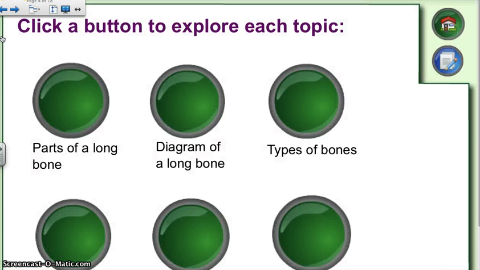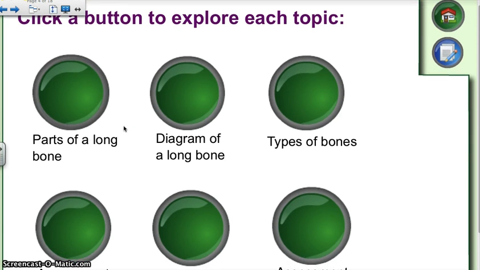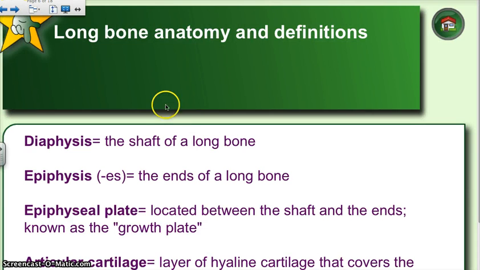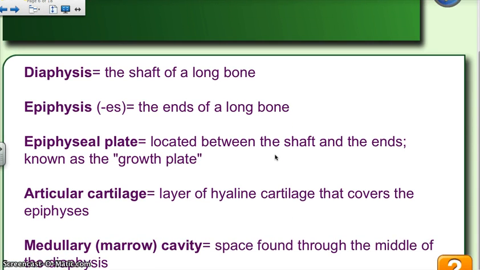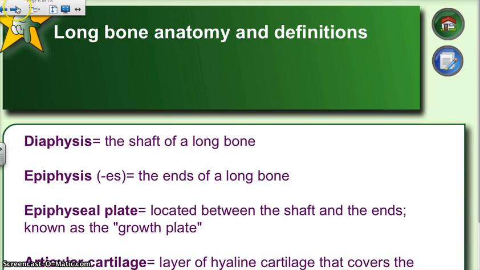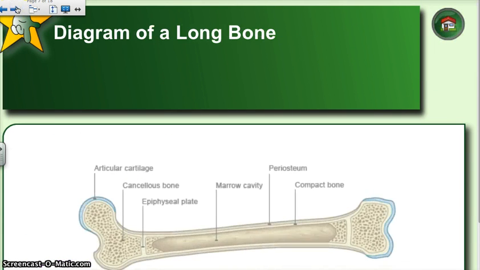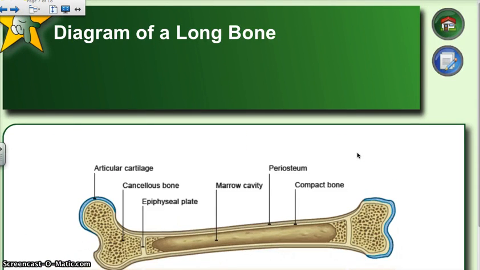And then going back to the topic menu, there are a lot of different topics to explore, but before going into each one, I ask students what they know about each topic. For example, before entering this topic, parts of a long bone, I'll ask them what parts they remember, where they're located. This lists the major components of a long bone. And the next page includes a diagram of a long bone, and this identifies these major components.